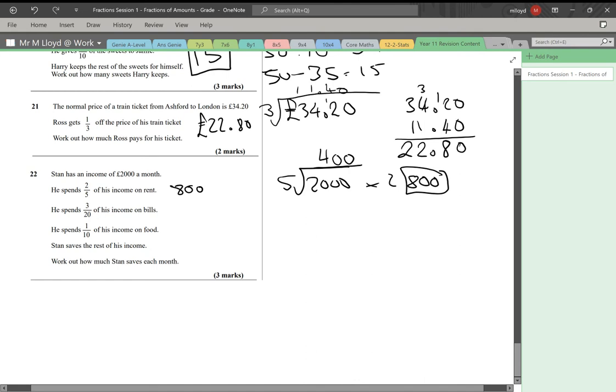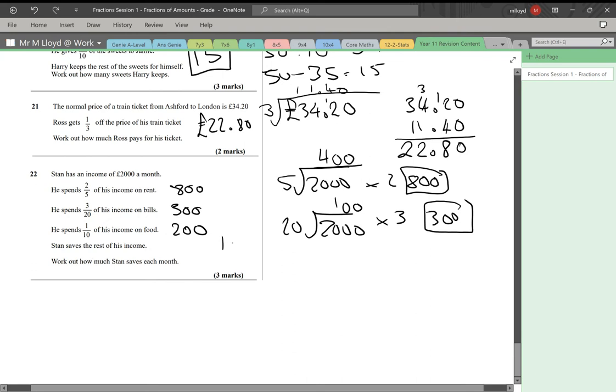He spends 3/20 of his income on bills. Now that's going to be £100. Let's just prove that. 20 goes into 20 once, 0, 0. 100 times it by 3, that's £300 on bills. My goodness. He is not getting involved in the energy crisis right now. And then a tenth, so divide that by 10, on food. So that's £200. Stan saves the rest, so he's spending £1,300. Work out how much he saves each month. Well, subtract it from that total, and he is saving £700.